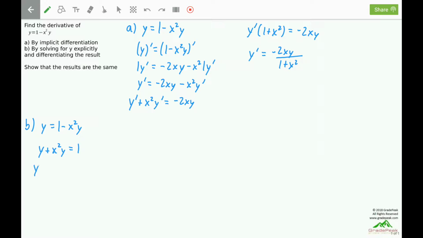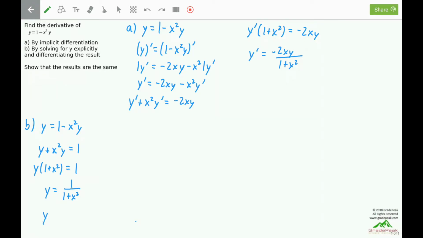We can now factor the y out. And that'll leave us 1 plus x squared equals 1. And now divide by the 1 plus x squared. And we now have solved for y in terms of x. This is called an explicit function, where y is solved explicitly in terms of the x.